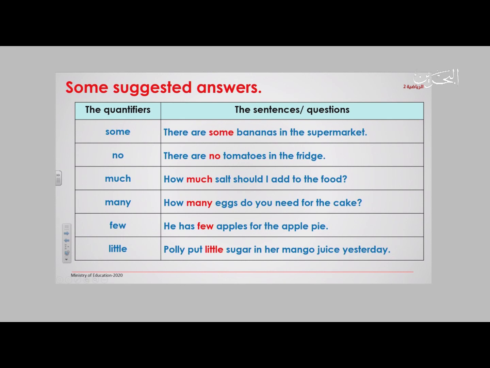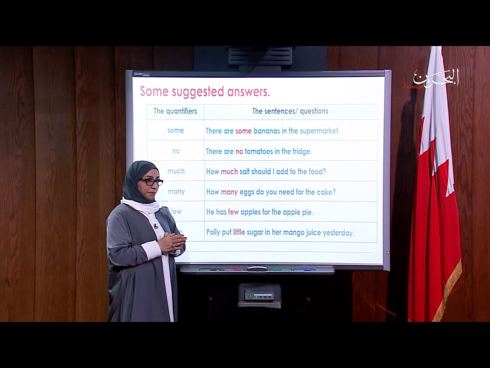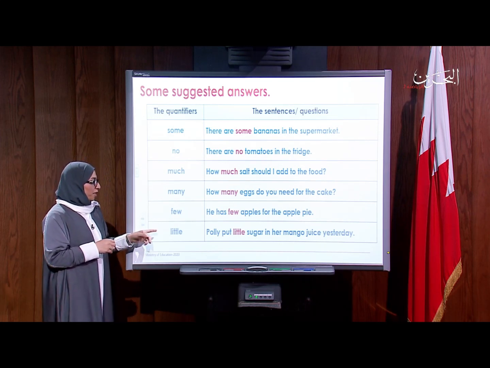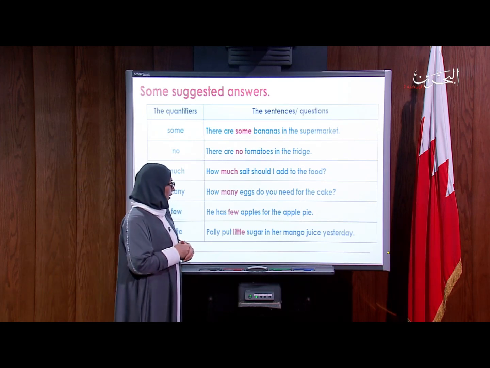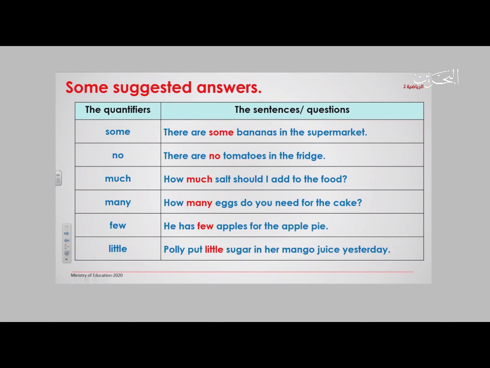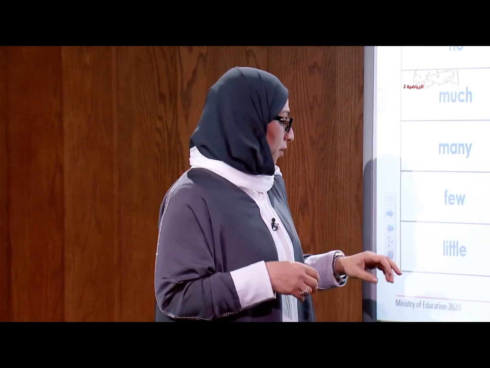Many. How many eggs do you need for the cake? Again, eggs countable. That's why we used many. Few. He has a few apples for the apple pie. Few, I use it only with countable. And if it's uncountable, I use little. Polly put little sugar in her mango juice yesterday. These are some suggested answers, and I want you to practice more writing sentences with quantifiers.